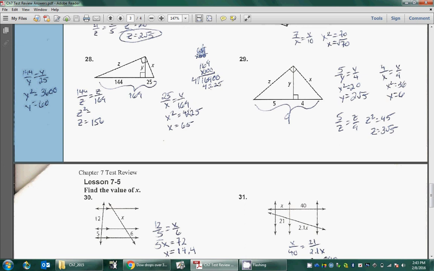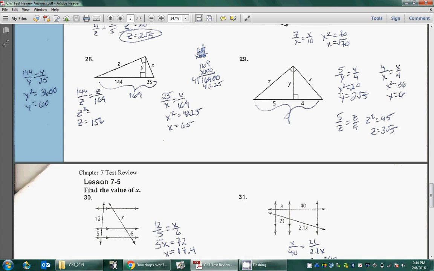For 29, again, y is in the center, so it's touching both the 5 and the 4. So that means y is the geometric mean between 5 and 4. So I've got to multiply 5 and 4 and take the square root of it, excuse me. Okay, so y is going to be the square root of 5 times 4, which is square root of 20. When I break down 20, I get 2, 2, and 5. So the pair of 2's comes out. The 5 is left inside.